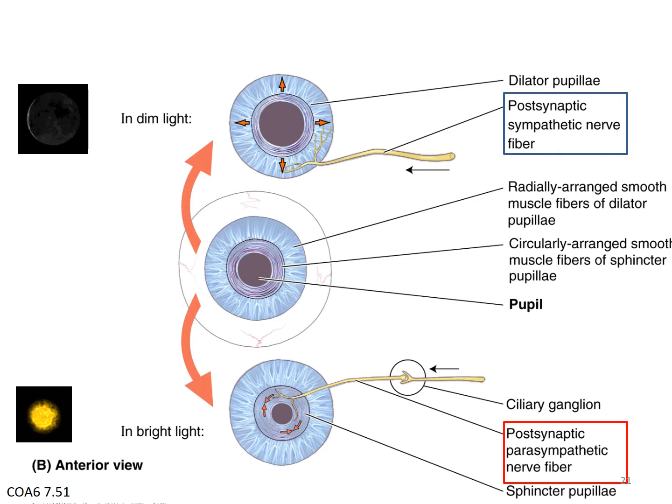So in dim light, like at nighttime, you'd actually have your postsynaptic sympathetic nerve fibers that stimulate these radial muscles to pull the pupil open to let more light in. In bright light, the parasympathetic stimulation from the oculomotor nerve, whose presynaptic parasympathetic fibers will synapse in the ciliary ganglion, and the postsynaptic fibers then go to the sphincter pupillae, leads to the pupil being closed down and made smaller.